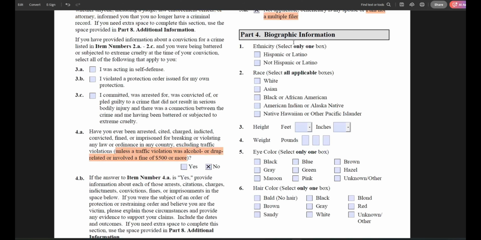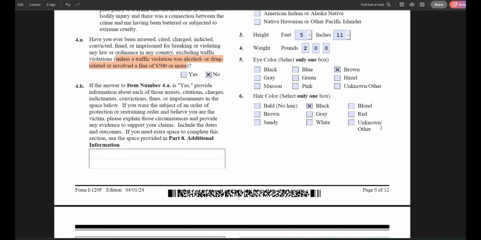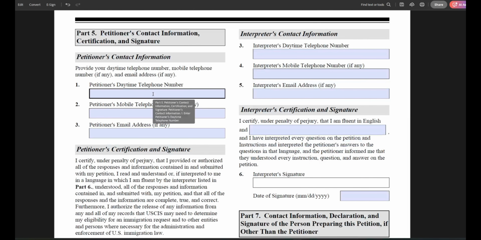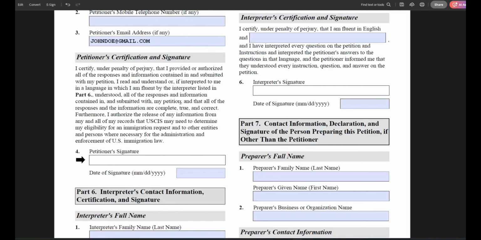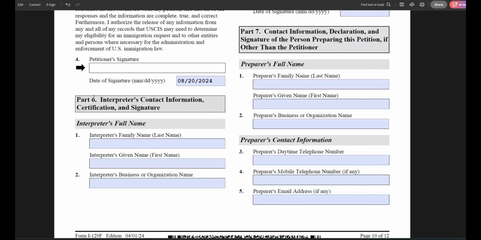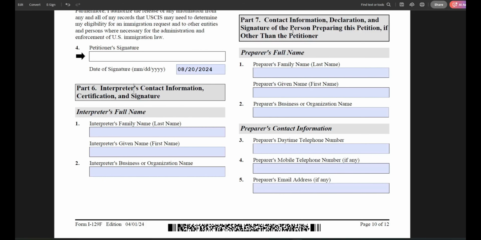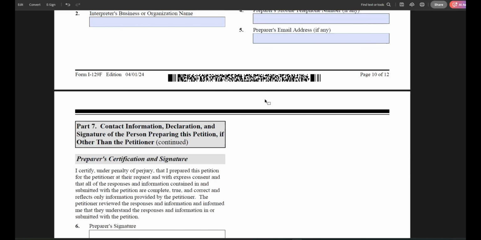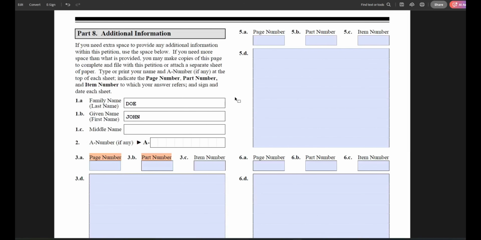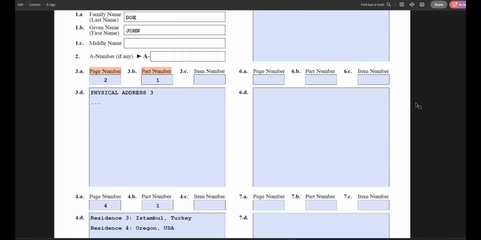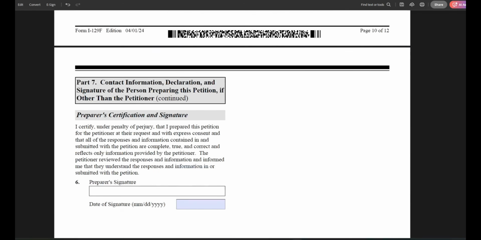Moving on, provide your biographic information, so the biographic information of the petitioner who's filling out this form. Moving on, provide your contact information, and after you print out this application, sign in pen. If you used an interpreter, you can provide that information here, but if nobody interpreted this form for you, you can leave this blank. And if nobody prepared this form for you, you can also leave the preparer information blank. And finally, we are at the additional information page. So here again, you will have to provide any additional information that we referenced in the form.